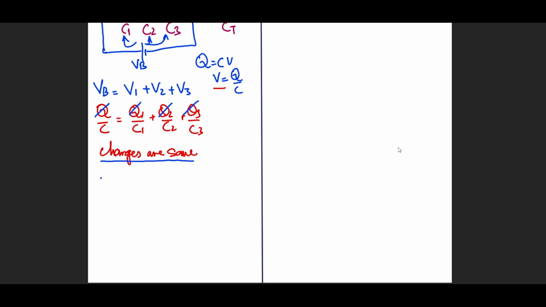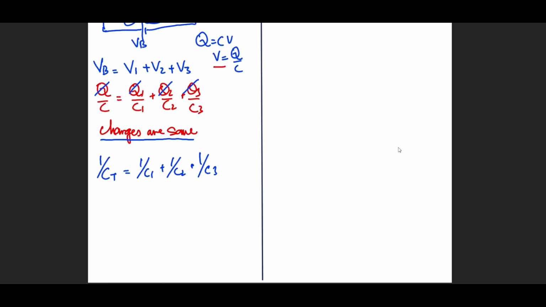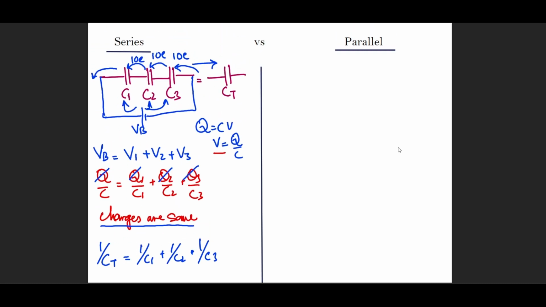So we are left with the equation 1 over Ct equals 1 over C1 plus 1 over C2 plus 1 over C3. So if you want to combine three capacitors in series and simplify them into one, you'll have to use this formula. And of course, this is opposite to the resistors connected in series.